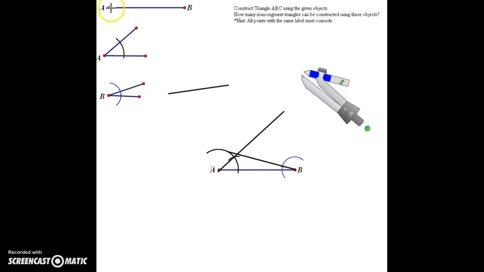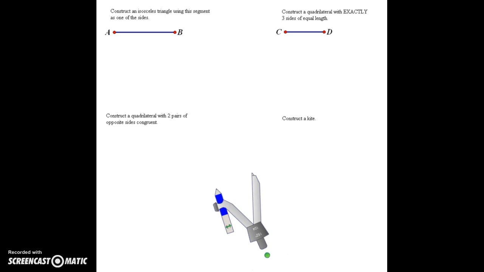Okay, now on this one, because again I had that specific length and these were fixed angles, they can't cross in any other location. This would be the only spot that they could cross. So with the side and the angles fixed, there would only be one type of triangle that you could create. And here are some more challenging constructions using specific given parts.